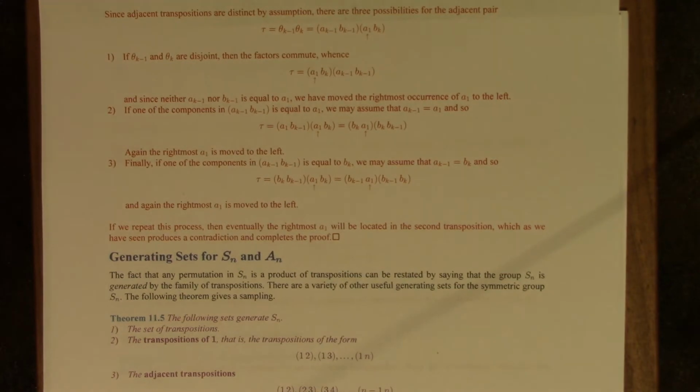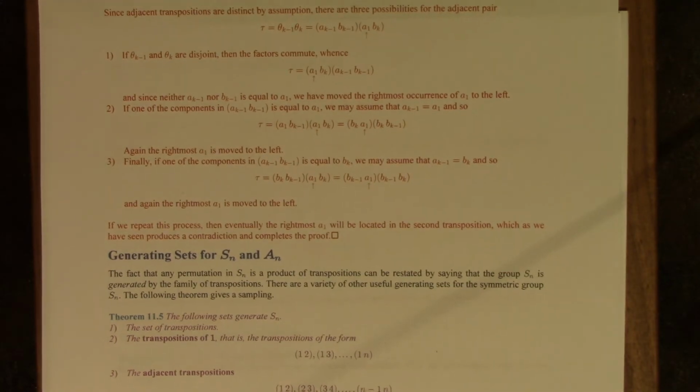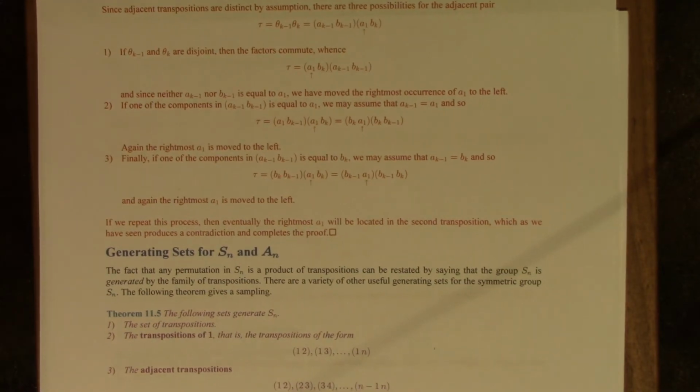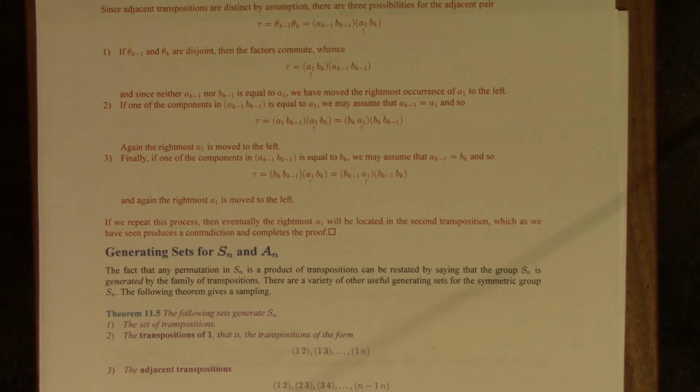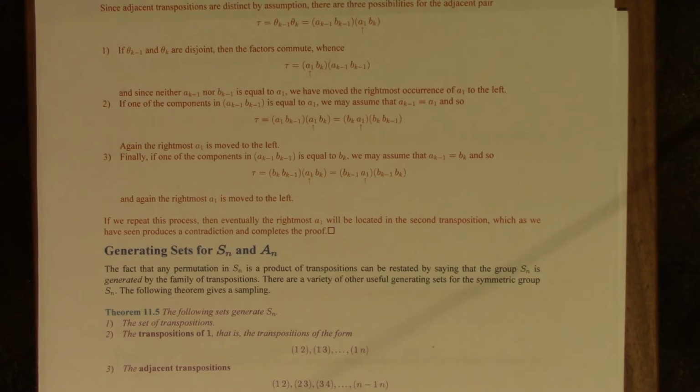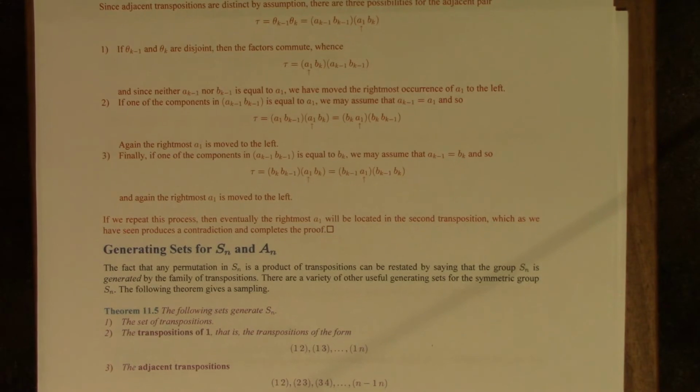Well, now all we have to do is repeat this process until the rightmost A1 is in the second transposition. That was the first case we considered, the warm-up case. That led to the contradiction.